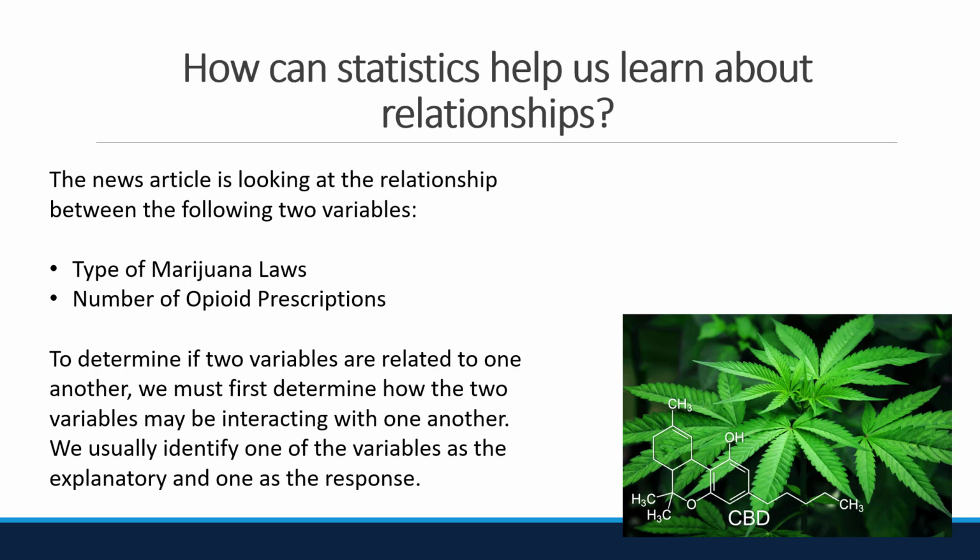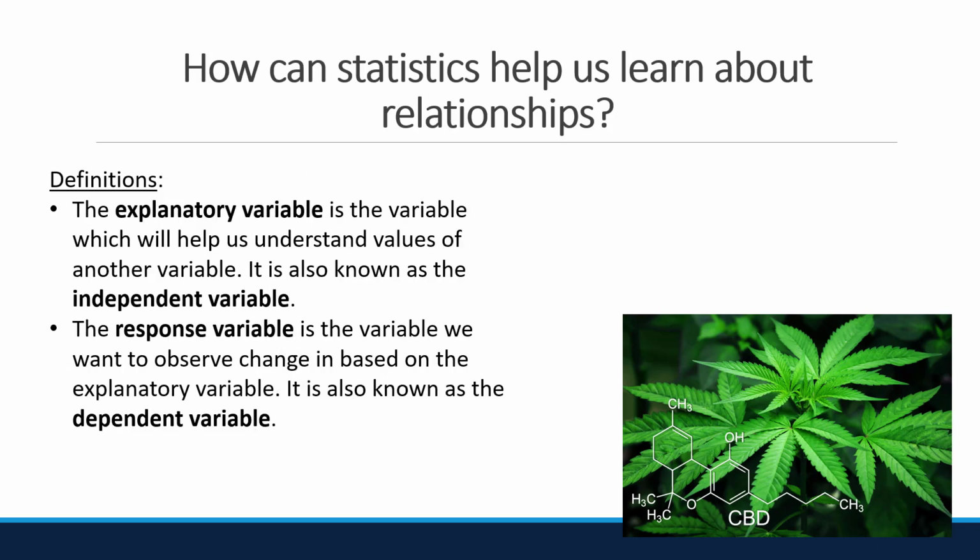We usually identify one of the variables as the explanatory and one as the response. Definition. The explanatory variable is the variable which will help us understand values of another variable. It is also known as the independent variable. In the news article, where a state has marijuana laws would be the explanatory variable, since the researchers are looking to see if marijuana legalization can change opioid prescription patterns.